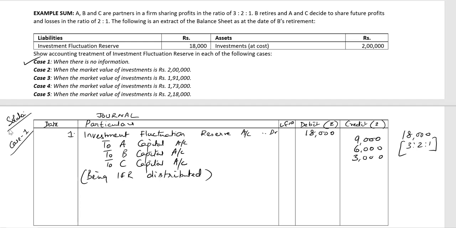So this is a journal entry in the reconstituted balance sheet. On the asset side, the investments will continue to appear at rupees 2 lakh, whereas on the liability side, the investment fluctuation reserve will not appear because it's been distributed. Let's go to the next case, case 2.